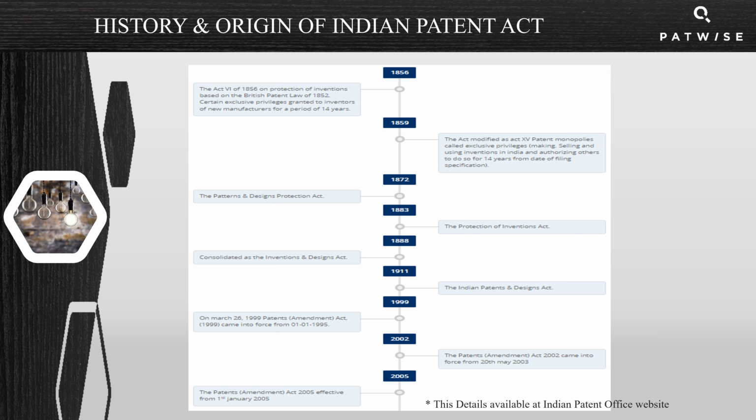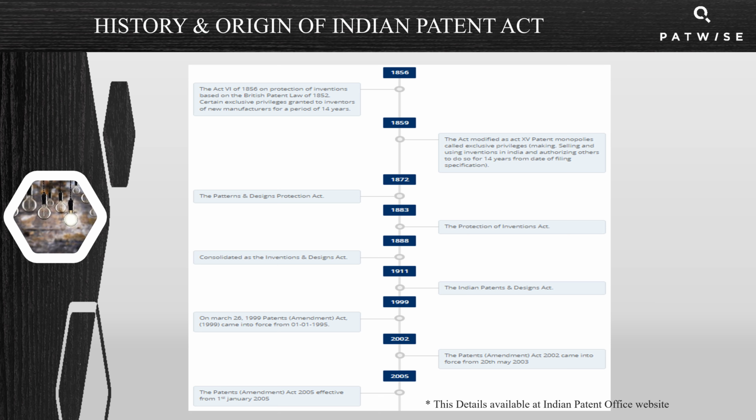Further, in 1872, the Act of 1859 was consolidated to provide protection relating to designs. It was renamed as the Patents and Designs Protection Act under Act 13 of 1872. The Indian Patents and Designs Act 1911, Act 2 of 1911, replaced all the previous acts. This act brought patent administration under the management of the Controller of Patents for the first time.